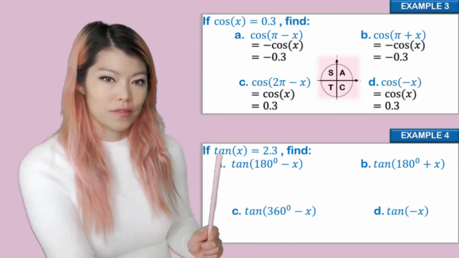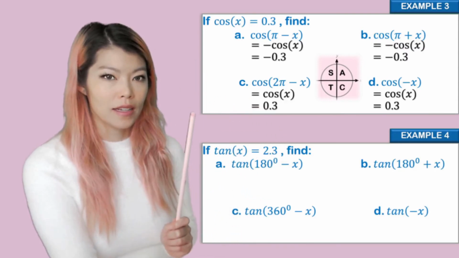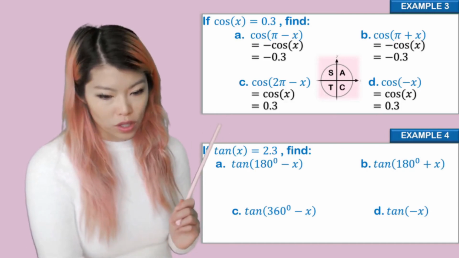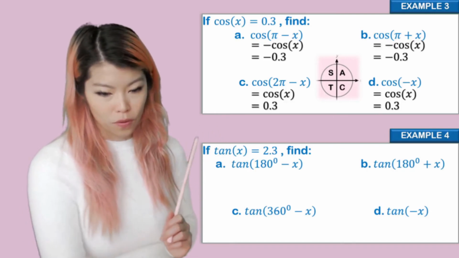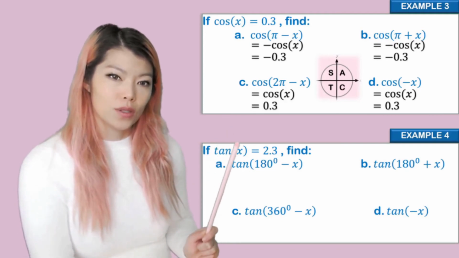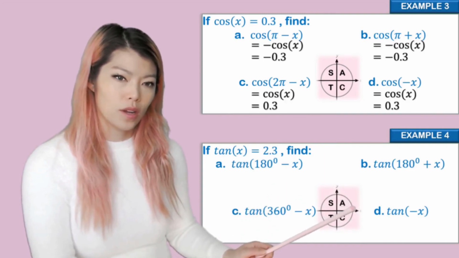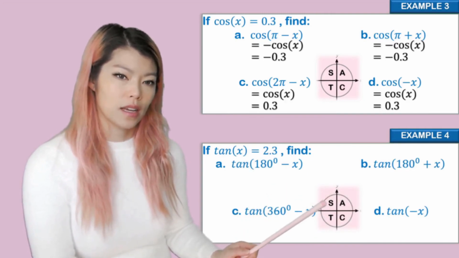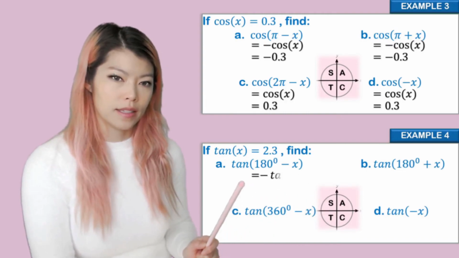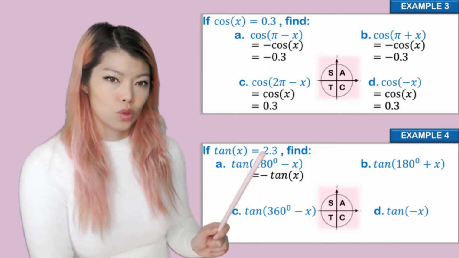So here, if tan x equals 2.3, and remember that cos and sine can be up to 1, but tan can be bigger than 1. If you're not sure, watch the video on tan. So anyway, if tan x equals 2.3, what is tan of 180 minus x? We have to think, where is 180 minus x? It will be in the second quadrant, and in the second quadrant only sine is positive, so tan is negative. It will be the same as negative tan x, so negative 2.3.